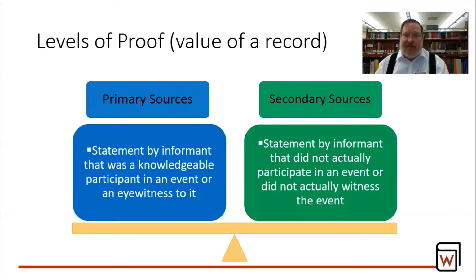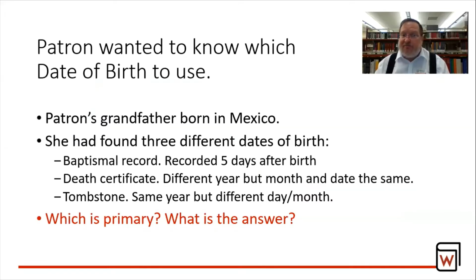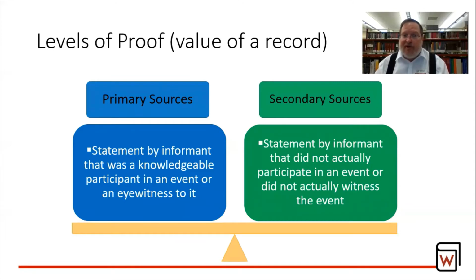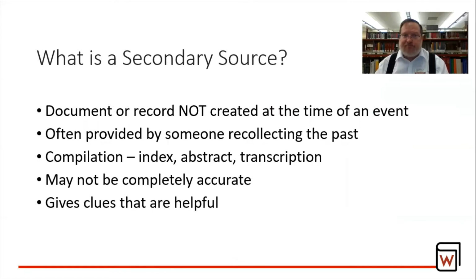Well, hopefully you said that the answer was the baptismal record. And why? Because a primary record is a statement by an informant that was knowledgeable, a participant in an event, or an eyewitness. As close to the event as possible is what we're looking for. A secondary source is a statement by an informant that did not actually participate in an event and did not actually witness the event.